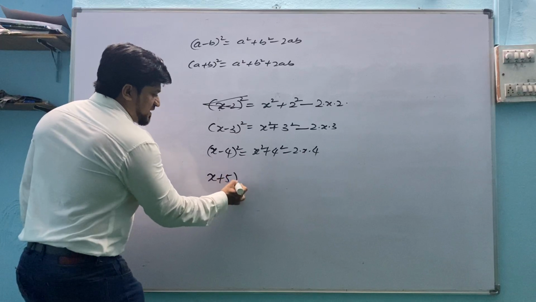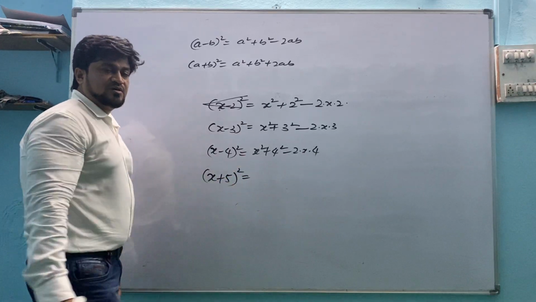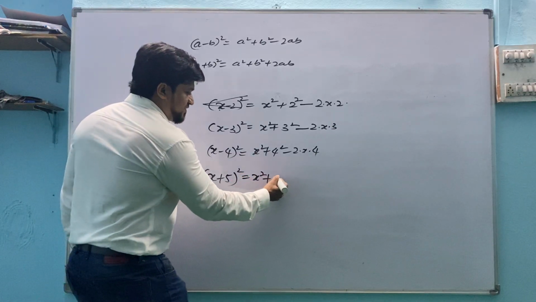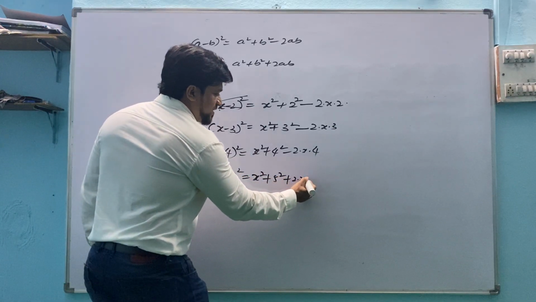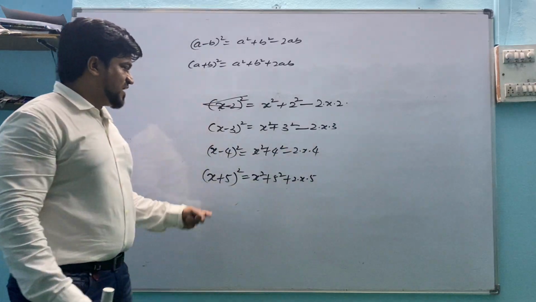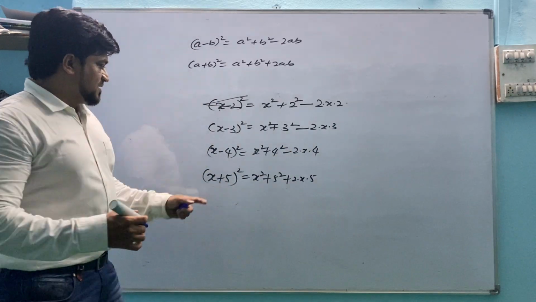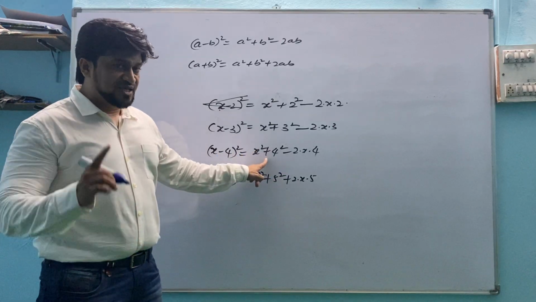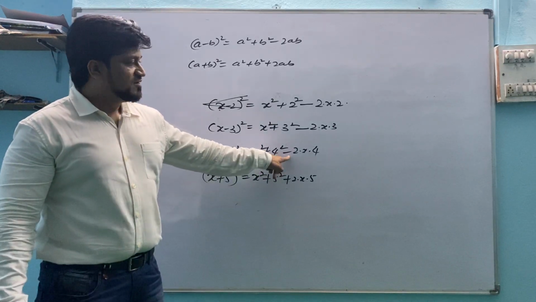Suppose I am writing the (x plus y) whole square expansion. What is it? x square plus y square plus 2 into x into y. In that way, we have to expand it. If plus is there, the third sign will be plus. If minus is there, the second sign is positive and the third sign is negative.